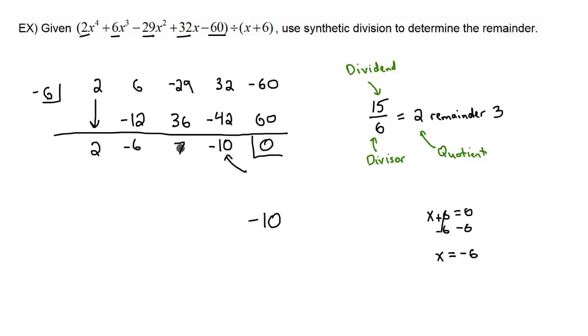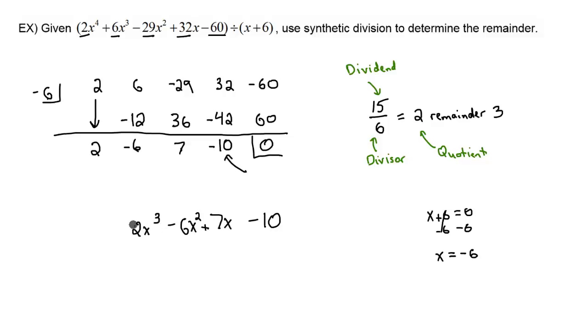That means that 7 ends up being the coefficient of our x term. And then negative 6 ends up being our coefficient of our x squared term. And then 2 becomes our coefficient of our x cubed term.